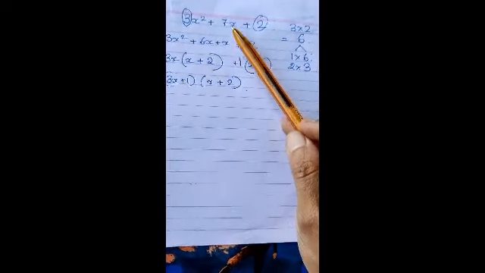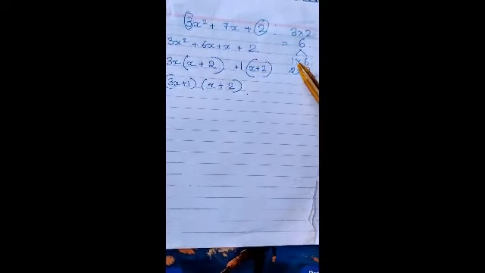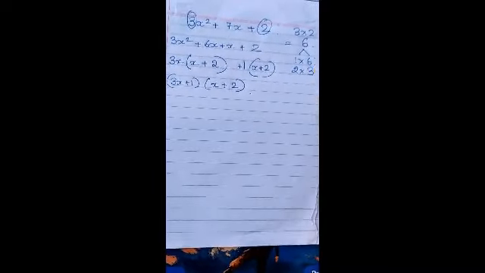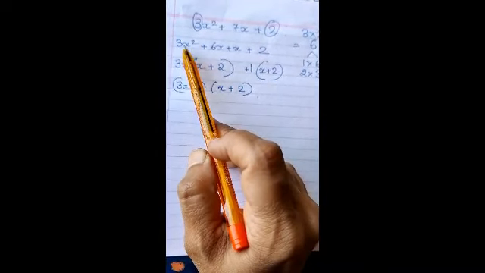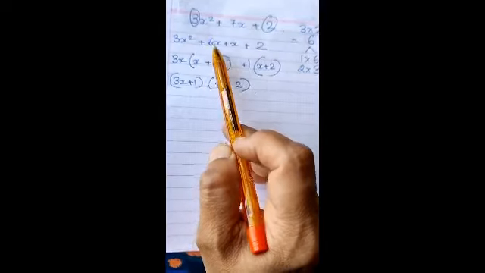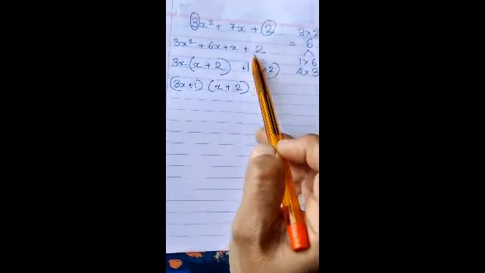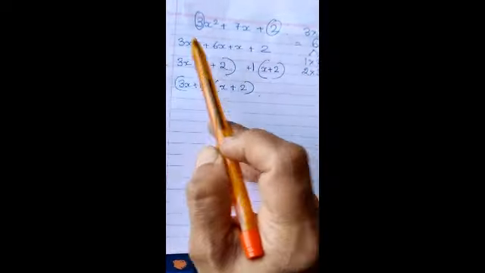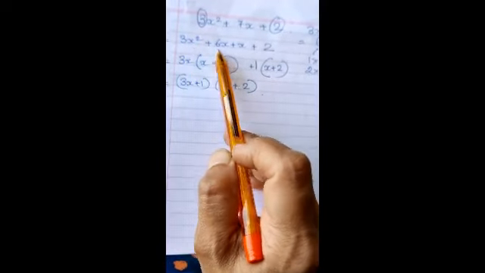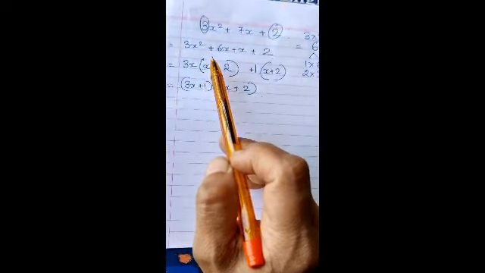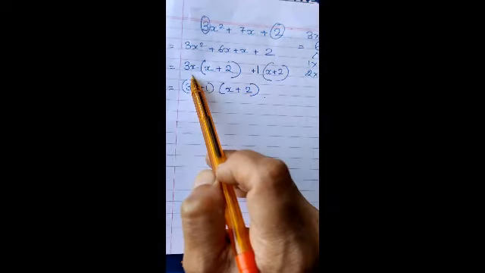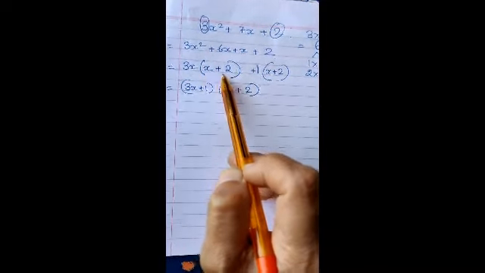Okay, split 7x as 1x and 6x. So accordingly we write it as 3x square plus 6x plus x plus 2. Now these two are our first and second terms. We find out the common factor, and we have common as 3x. So what remains is x plus 2.